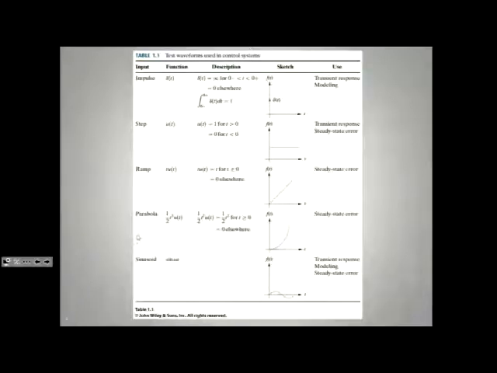And then we won't be doing too much with parabolas, but sometimes you might be interested in how your system responds to an input that does something like that. And then later on, towards the end of the control theory part, we'll look at sinusoidal inputs. So that's looking at sweep frequencies, sine waves. That's the last of those slides.